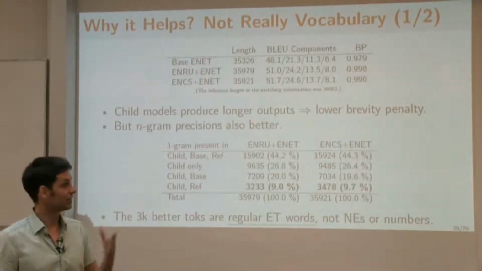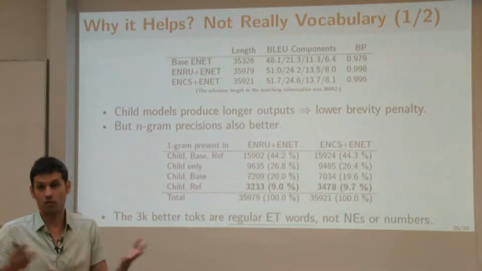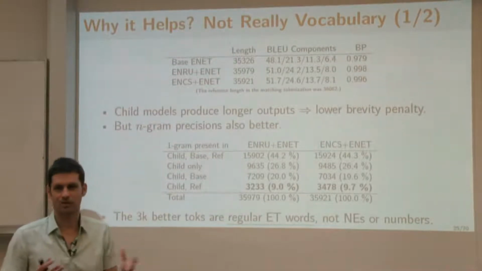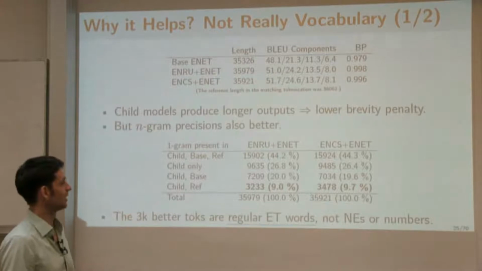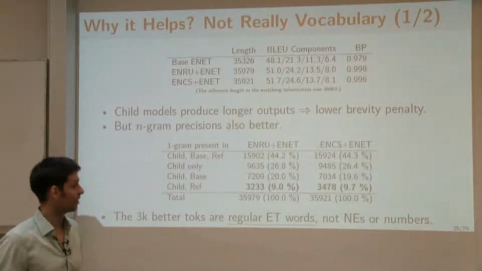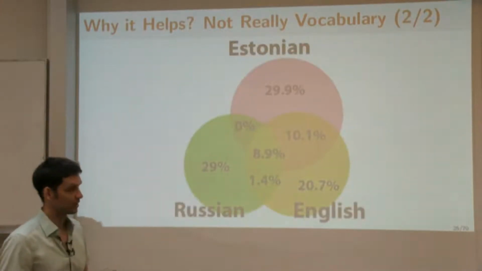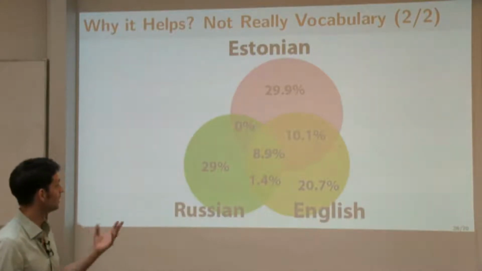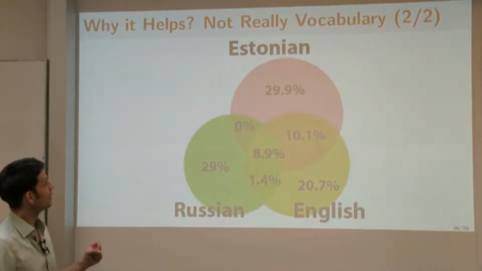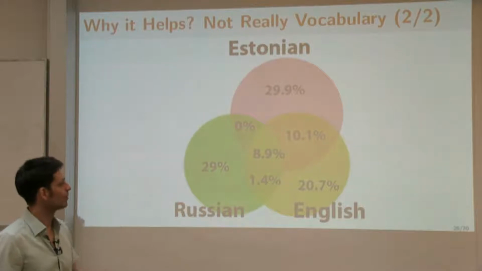So the model got some improvement in overall sentence structure. We don't speak Estonian, so we couldn't really assess that, but it was regular Estonian words. Here is an illustration of that in another way. The vocabulary, this is the overlap of the vocabularies.